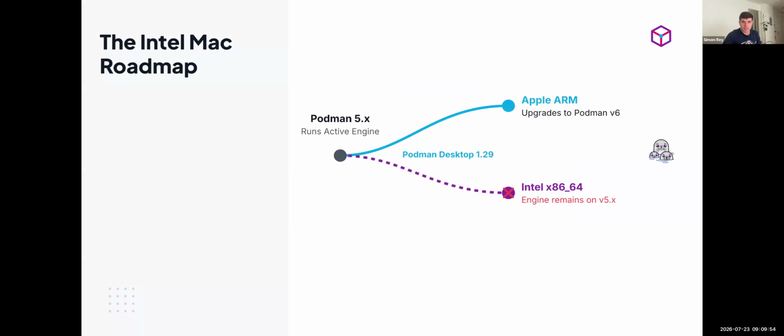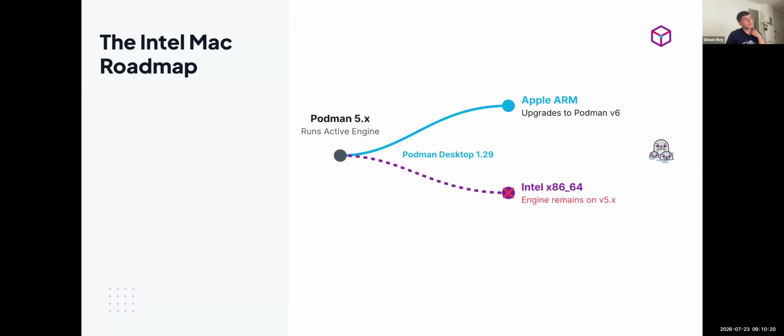Another difference with Podman 6, and I want to be clear about that, is the roadmap for Intel Mac users. If you have a Mac Silicon from the M1, M2, M3 series, you are not affected. But the Podman team has optimized their engine 6.0 for the latest Apple hardware. That means 6.0 moves to Apple Silicon only.